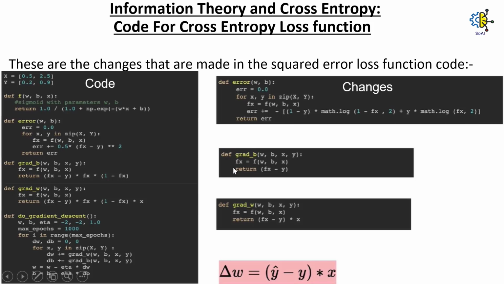Here in this function we have to return only fx minus y. Similarly, in the grad_w function with parameters w, b, x and y, we have to return only fx minus y multiplied with x. You can see the difference here, and the final result that comes out is delta w equal to y cap minus y multiplied with x.